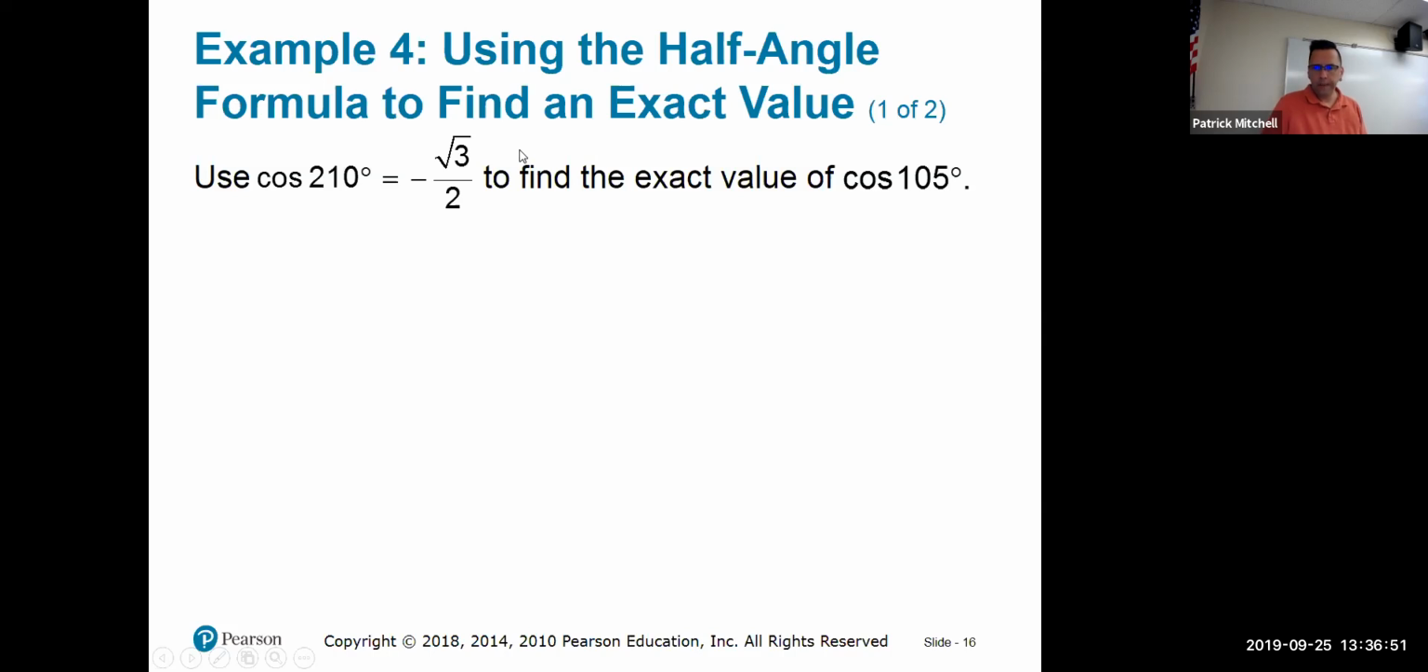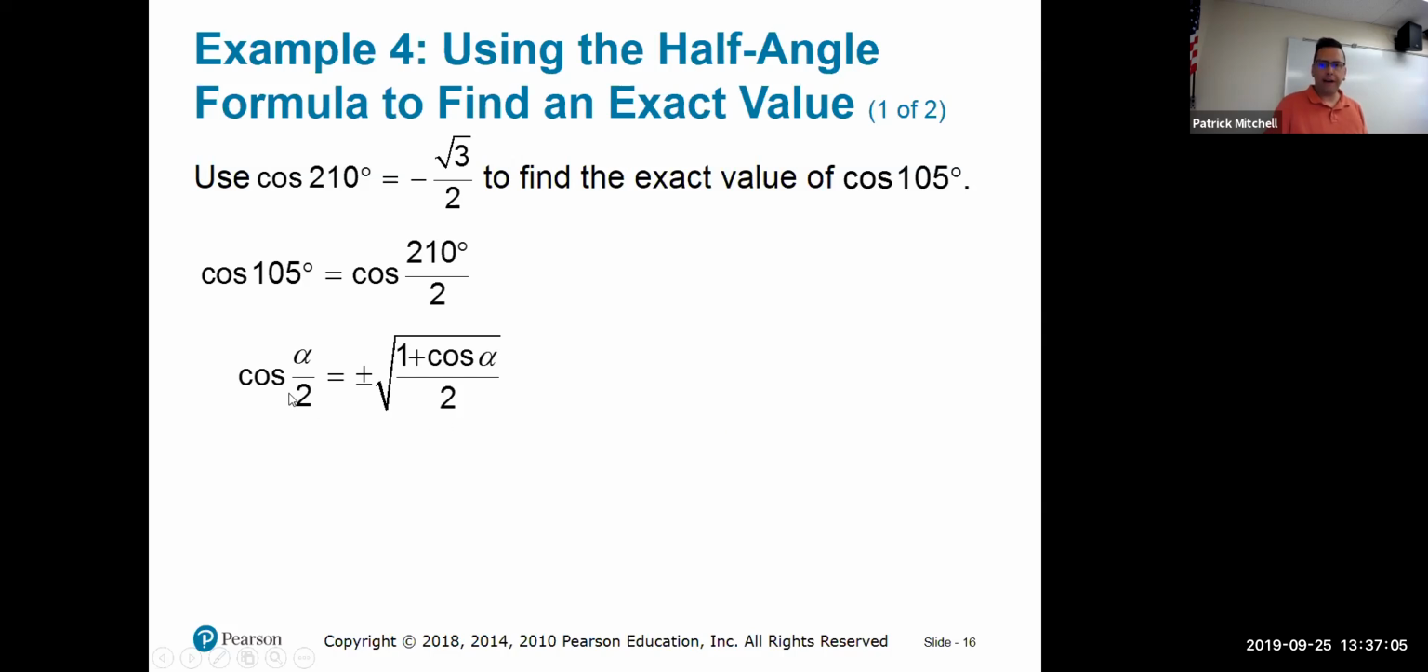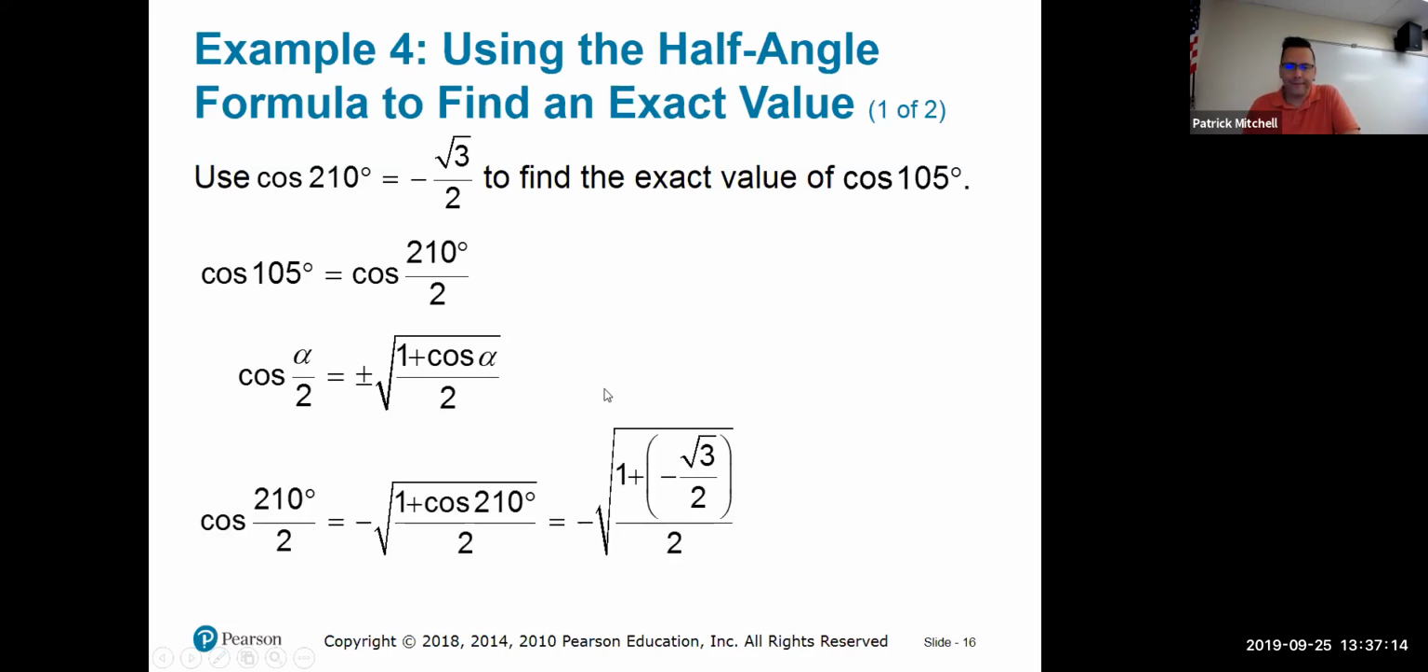So, okay, so that's what I just said about 105 degrees is half of 210. So playing the role of alpha in this problem is 210 degrees. So here is my half-angle formula for cosine. I'm going to replace alpha with 210 degrees. And that's going to give me over here 1 plus the cosine of 210 degrees over 2. Notice that they have already chosen to put a negative sign here. My plus or minus turned into a negative.